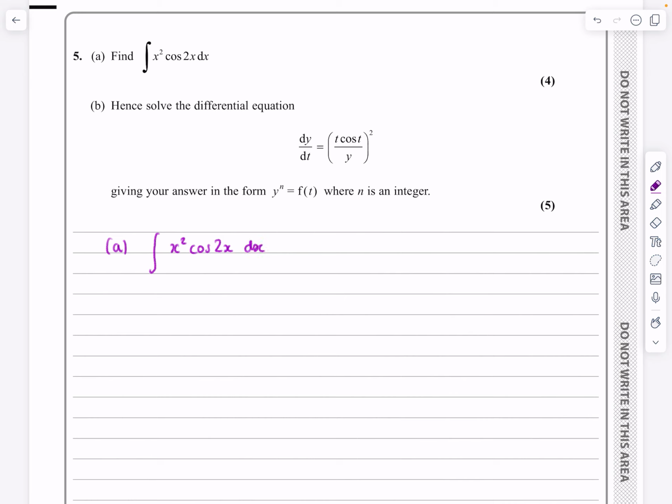Now I hope you've done enough practice of these so that when you're looking at this we can see not only is it integration by parts, but this x squared thing means that I'm going to need to do the integration by parts twice. Let's go ahead and make a start to it.